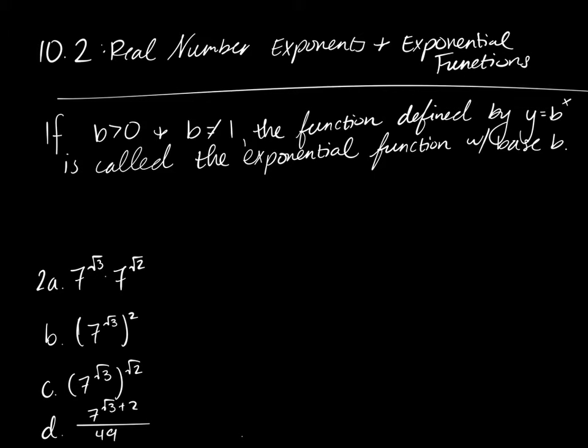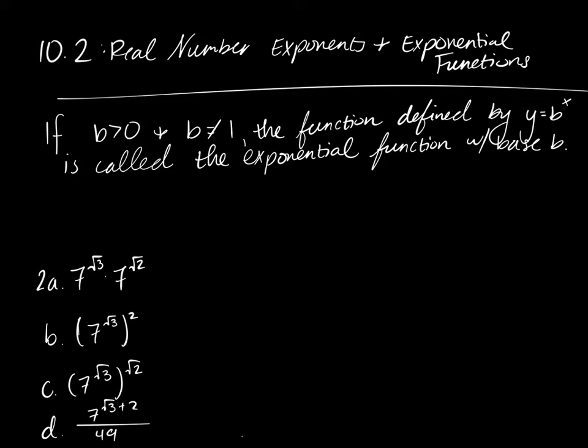And so the exponential function, if b is greater than 0, so your base is positive, okay? And not only that, but it can't equal 1 because that would be boring, right? Imagine 1 squared, 1 cubed, 1 to the 4th is still 1. That's why we don't want to include it, okay? So greater than 0, so it's positive, and not equal to 1. The function defined by the equation y equals b to the x is called the exponential function with base b. Okay, and so we're going to look at essentially just a whole bunch of equations with exponents in it.